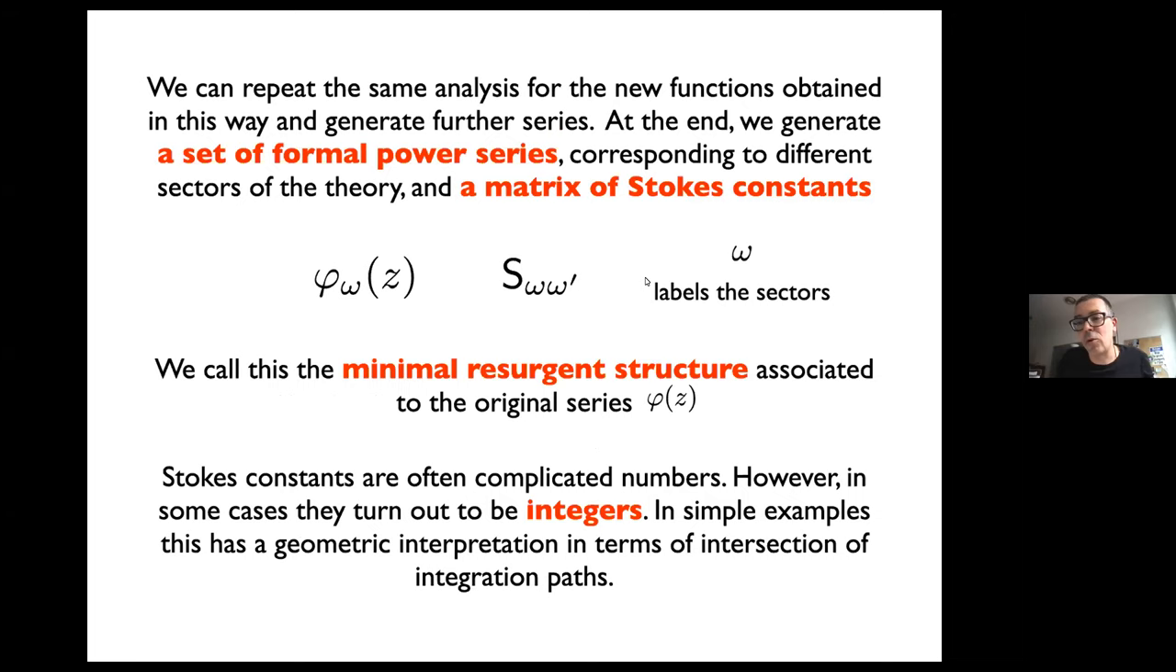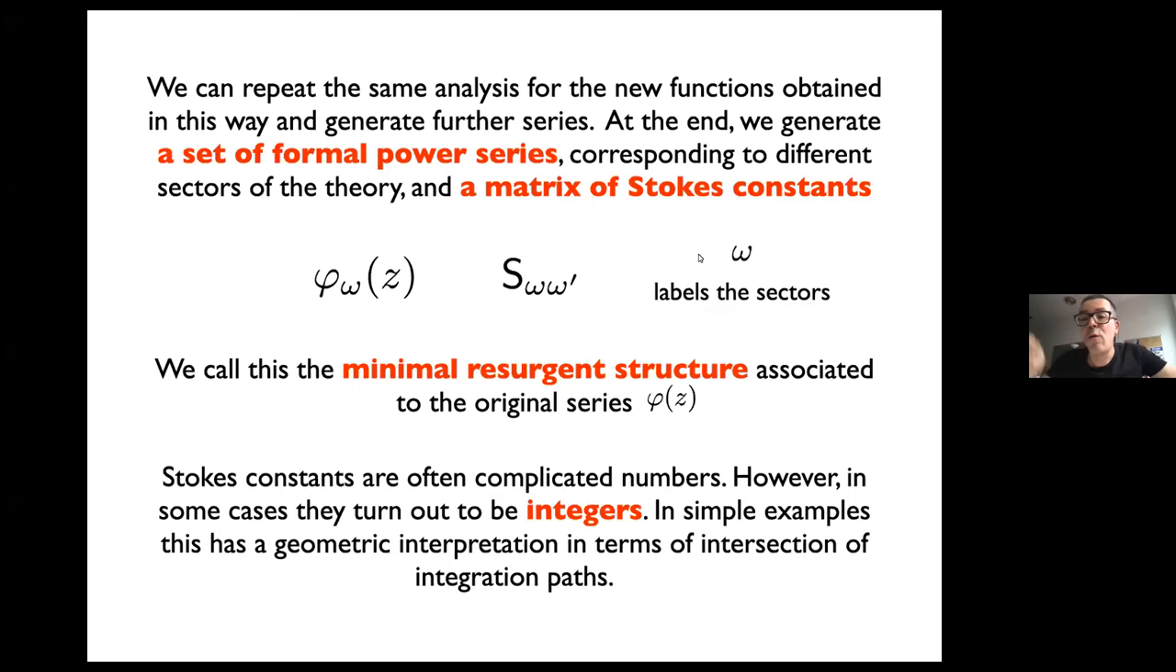So at some point this procedure stops and you will get a full set of formal power series which correspond to all possible sectors of the theory which are hidden in your original perturbative expansion, okay? And the information you will get from all this, I'm going to collect in this collection of different power series, which I'm going to label by omega. So omega is a label for all the possible power series that I will get.